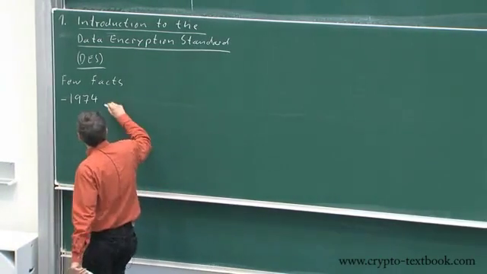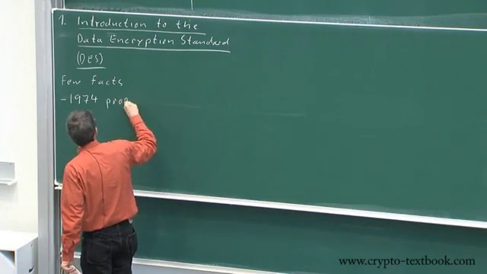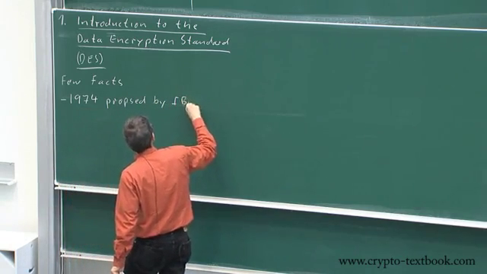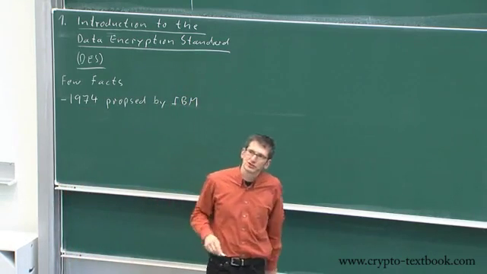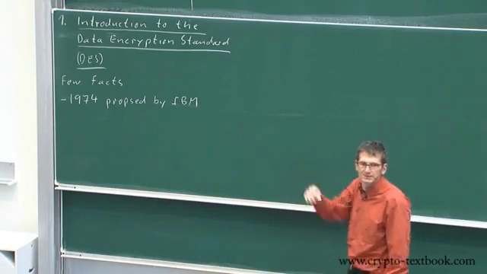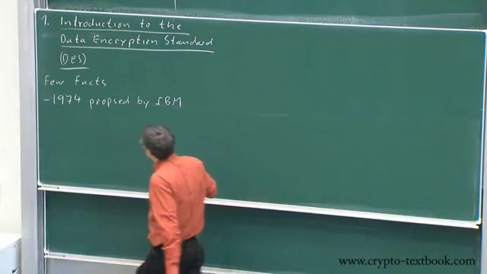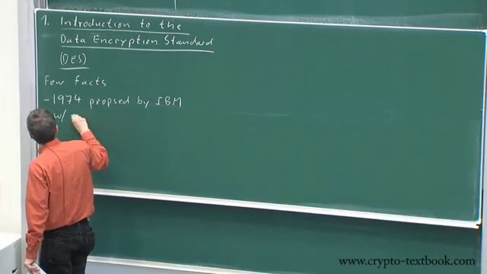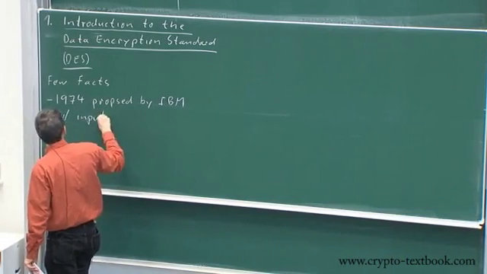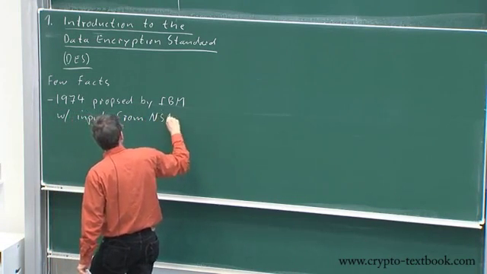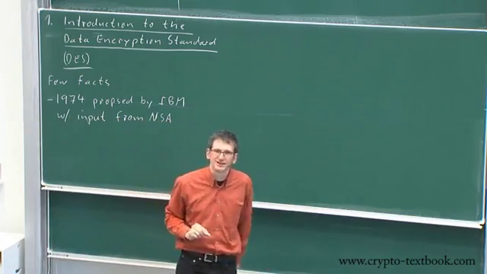So it was proposed by IBM Research in Yorktown Heights. That's about 80 kilometers north of New York City. With, very interestingly, input from our favorite intelligence agency, the NSA.